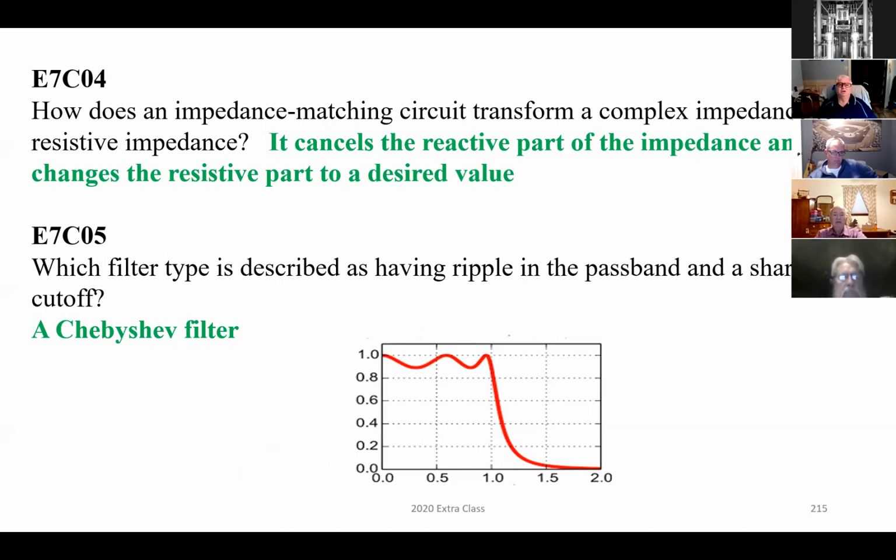All right, how does an impedance matching circuit transform a complex impedance to a resistive impedance? It cancels the reactive part of the impedance and changes the resistive part to a desired value.